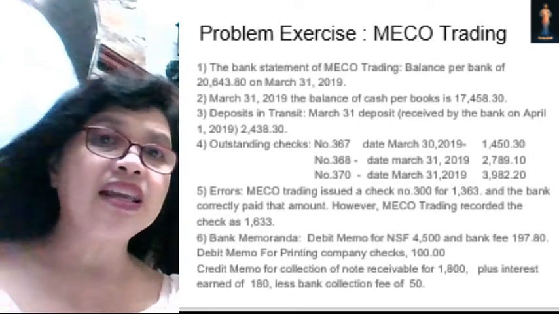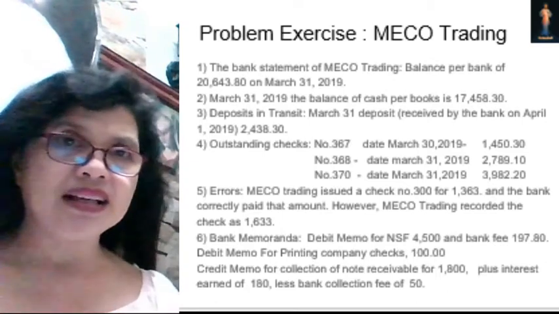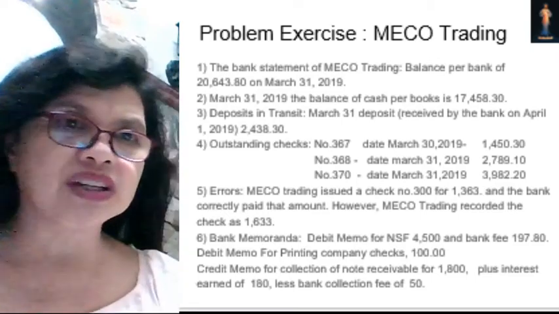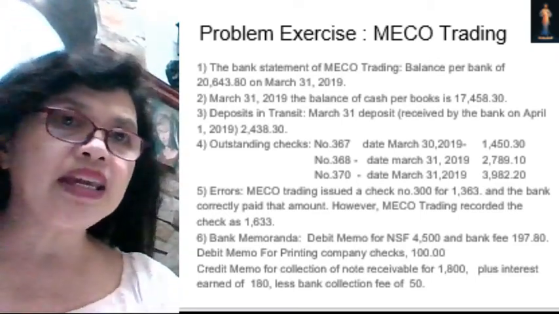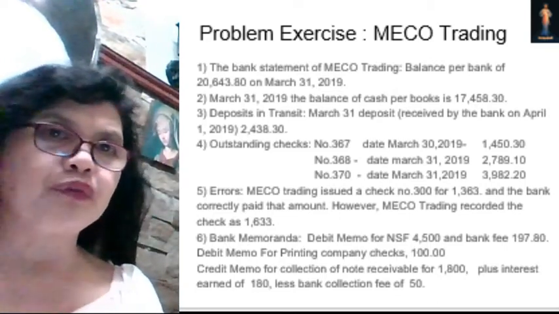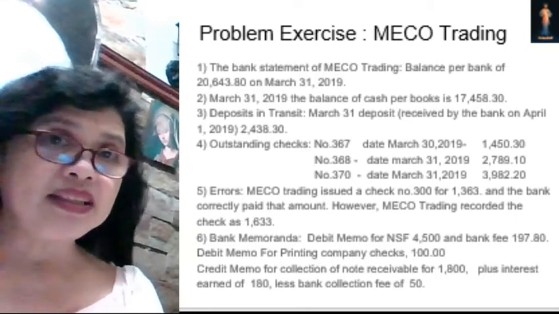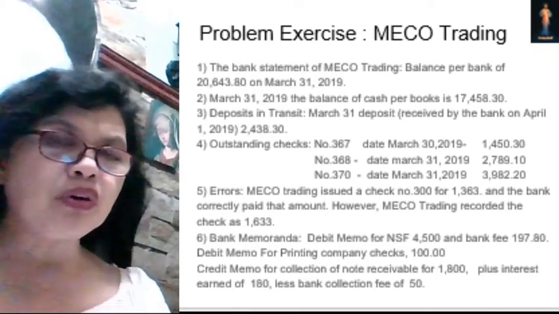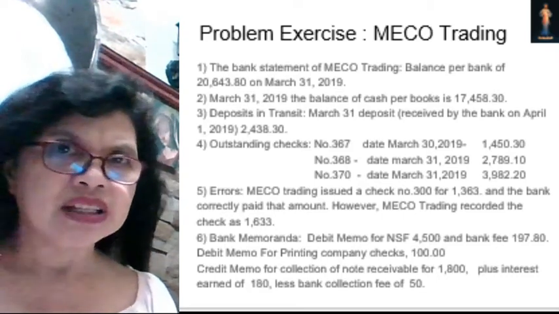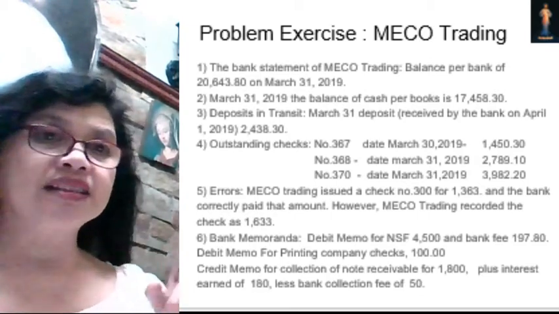The name of the company is Meco Trading. Meco received a bank statement from the bank, and the bank statement of Meco shows a balance per bank of 20,643.80. Okay, it shows a bank balance of 20,643.80 on March 31, 2019. But in your book records, your cash per book is how much? 17,458.30. So there is already a discrepancy.